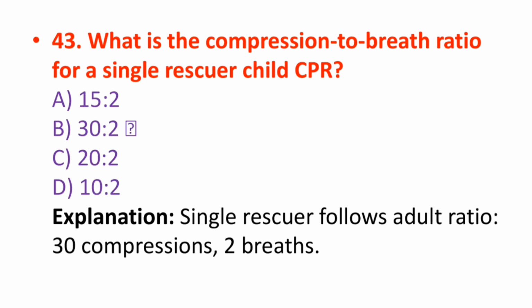What is the compression to breath ratio for a single rescuer child CPR? Option A, 15 to 2. Option B, 30 to 2. Option C, 20 to 2. Option D, 10 to 2. The correct answer is option B, 30 to 2. Single rescuer follows adult ratio: 30 compressions, 2 breaths.